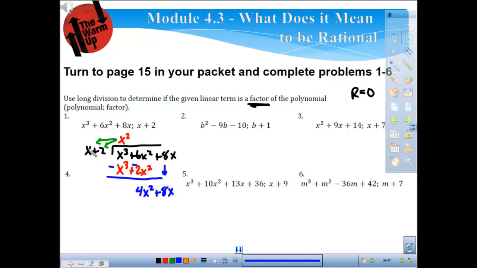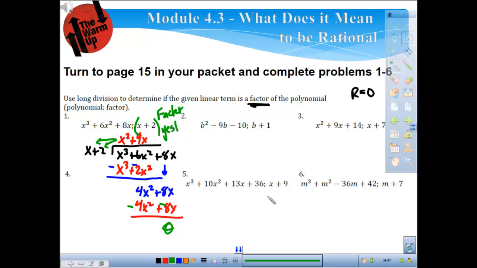And now I look back at the beginning and I say, okay, how do I get from x to 4x squared? Well, I'd have to multiply it by a positive 4, and then also I'd have to multiply it by an x. So then we multiply. So 4x times 2 would be a positive 8x. Don't forget to take the opposite. So when we take the opposite, this becomes the opposite and this becomes the opposite. And we see that those cancel out and we get a remainder of 0. So what does that mean? x plus 2 is a factor. All right, so we could say yes, it is a factor.